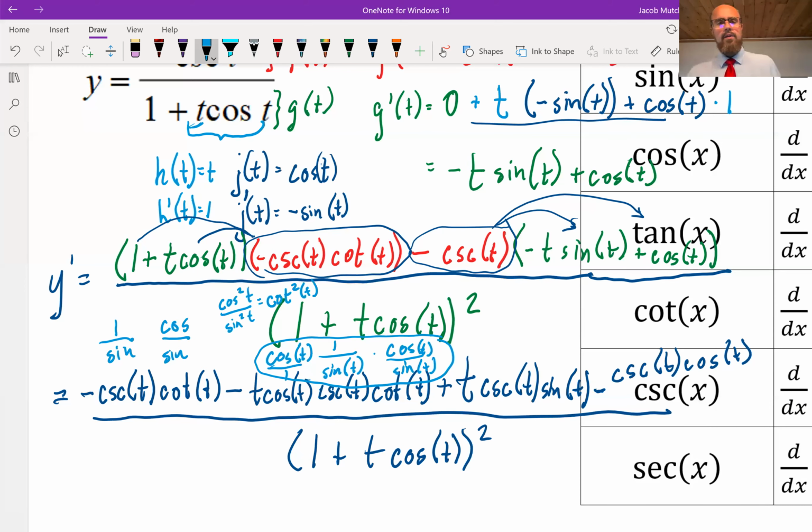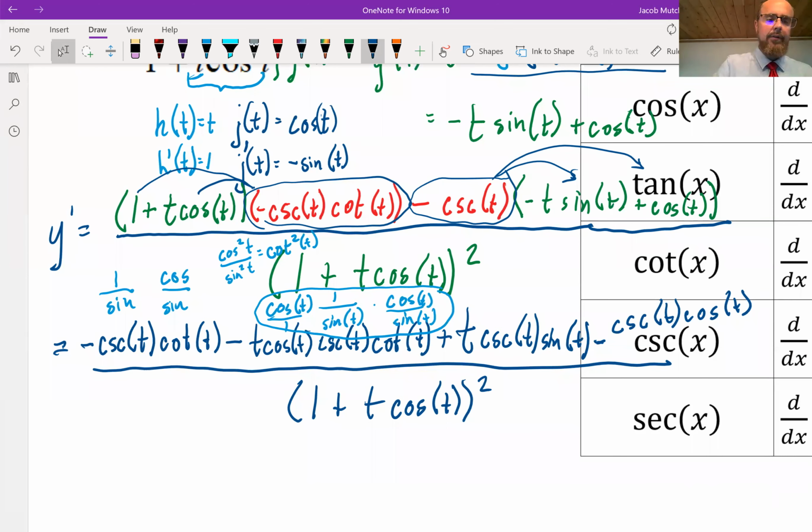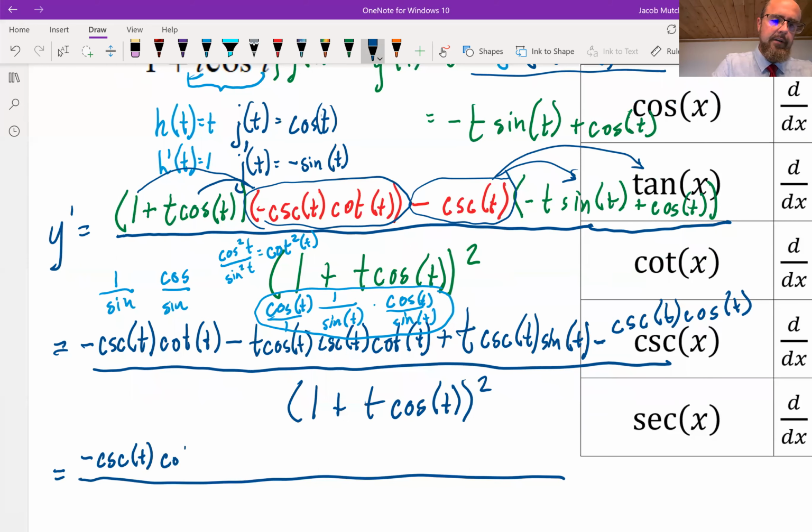And so what I'll start doing is building that final answer. So y prime equals, if I bring my fraction line again, remember the first term I didn't change, so negative cosecant t cotangent t. But that middle one, I can reduce to negative, there was a factor of t out front, cotangent squared of t. That really reduced it down a lot.